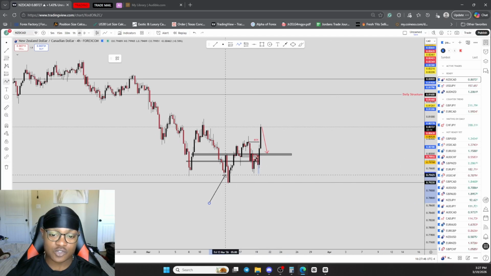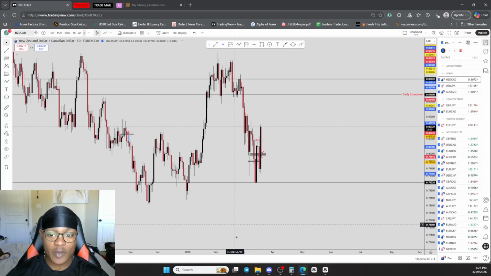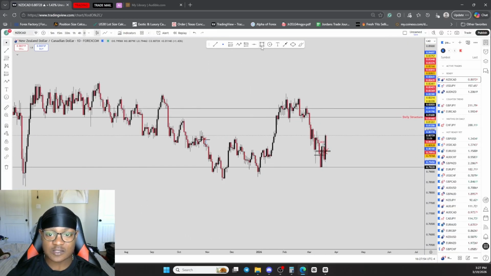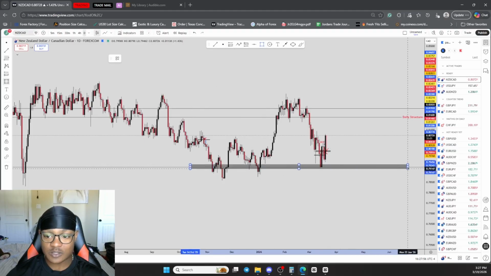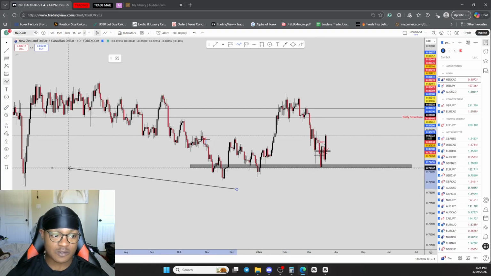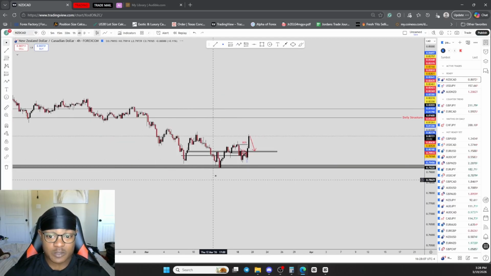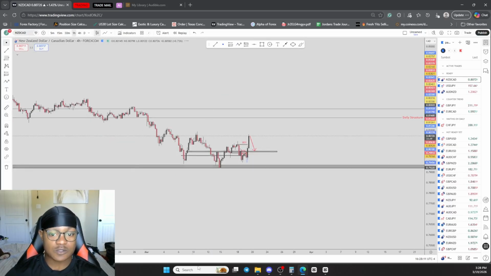You can see 1 rejection, 2 rejections, 3 rejections, 4 rejections towards the zone. If I go back towards the daily time frame, we have been treating this area as support so many times. We see 1, 2, 3, 4, 5, 6, 7, 8 rejections towards the zone as support. So it's a high probability of price bouncing from this area again to continue back towards the upside.